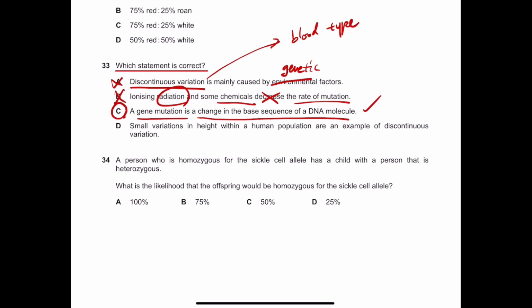Small variations in height within a human population are an example of continuous variation. So continuous variation means the variations that can be expressed in numbers, and that has a lot of intermediates. Okay, intermediate values in between. So height can be expressed in terms of numbers. So D is not the answer for this one.